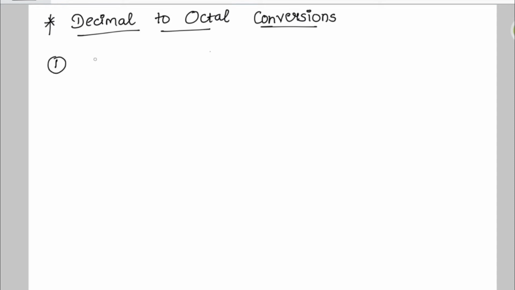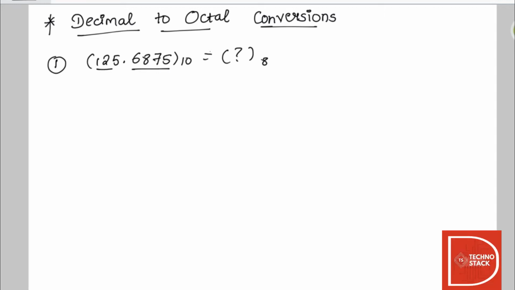So we'll just see: 125.6875 of decimal will be how much in octal? As you can remember from the previous videos, while converting decimal to binary, we divided the number into two sections. Here also we'll divide it into two sections. This will be section 1, this will be section 2.